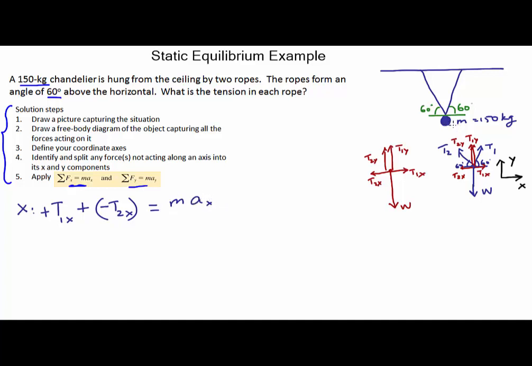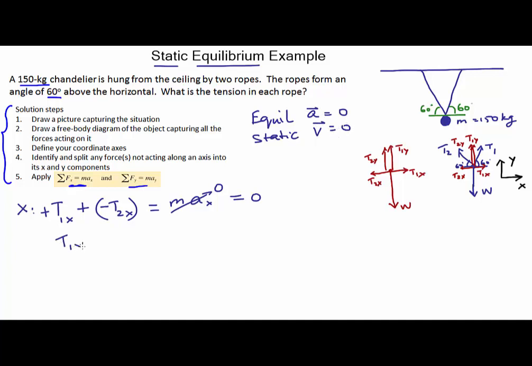What is this object doing? The chandelier is hopefully just sitting there being supported by the cable and not accelerating anywhere. So the x acceleration will be 0. So this whole term simply goes to 0. So the sum of forces will be 0. In fact, the word static equilibrium tells us two things. The fact that it's an equilibrium tells us that there is no acceleration. Equilibrium simply means acceleration is 0. Static, on top of that, tells us that the velocity is also 0. The object is at rest.